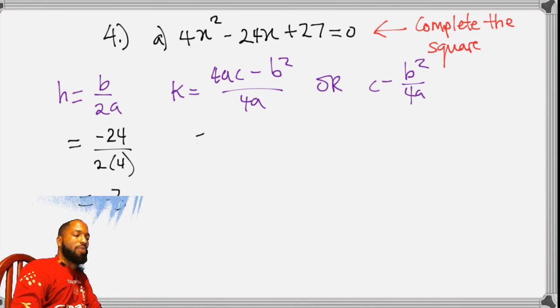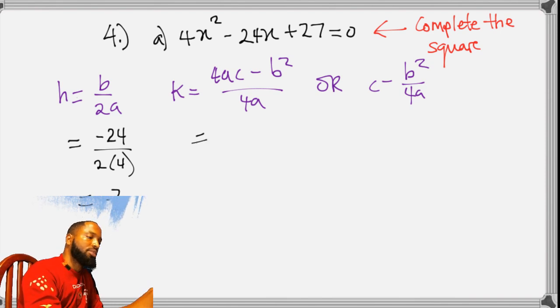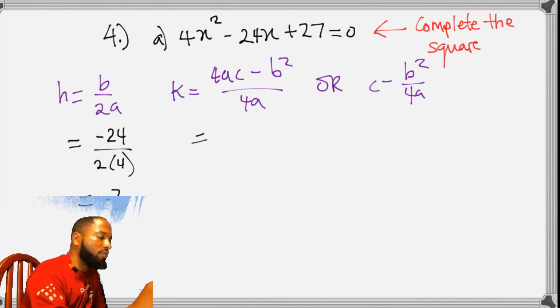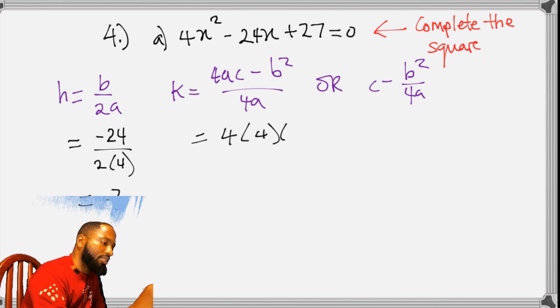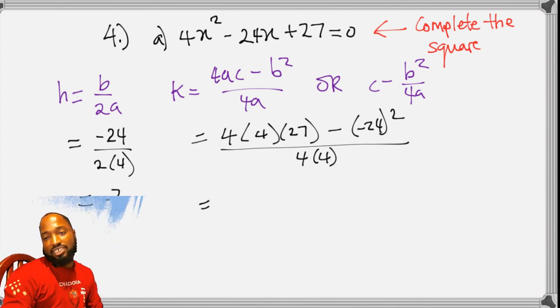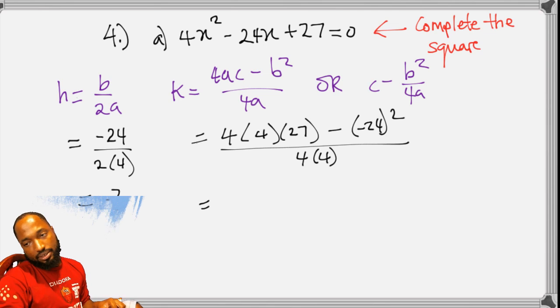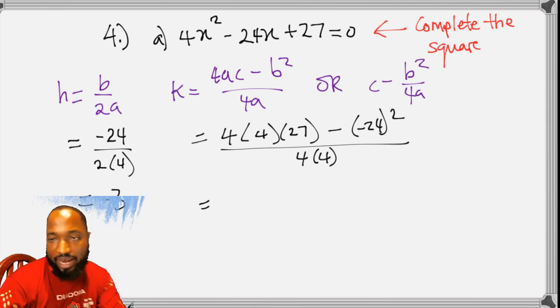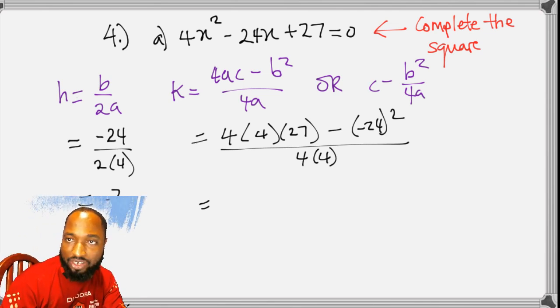This one here, however, is 4AC minus B squared, all over 4A. Put that in your calculator and see what you get. Give me a second, let me pull up the calculator because I've seen some problems in calculations here. So let me show you what happens when I use my calculator.